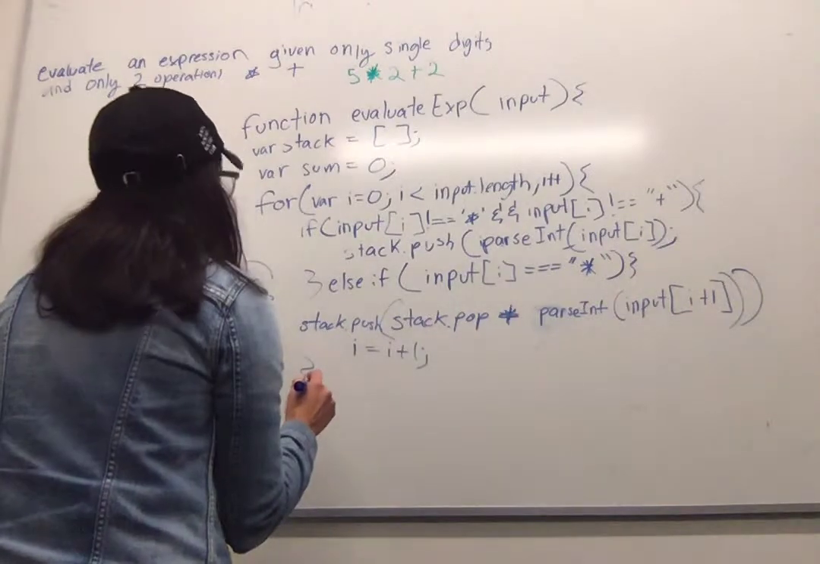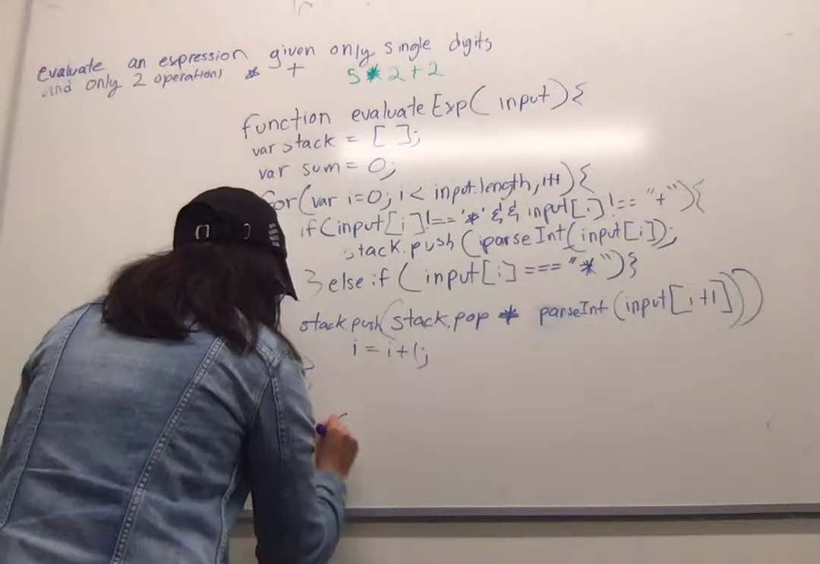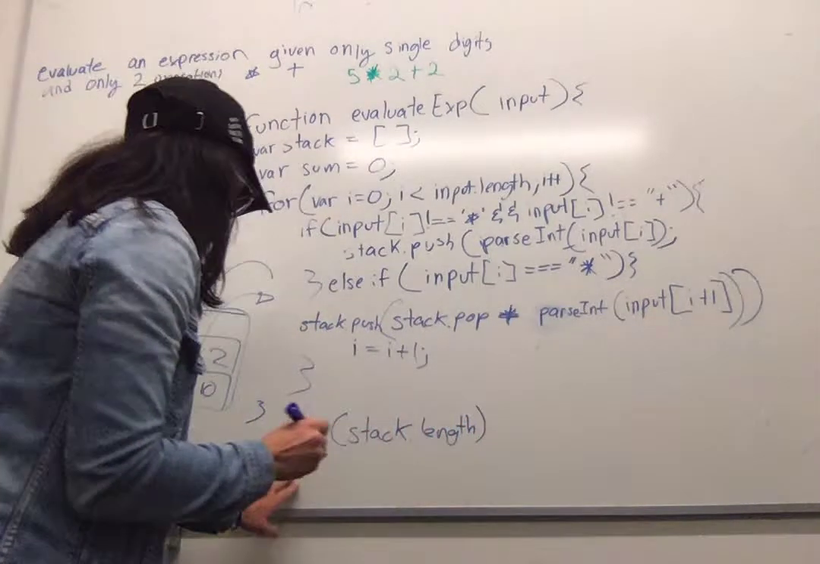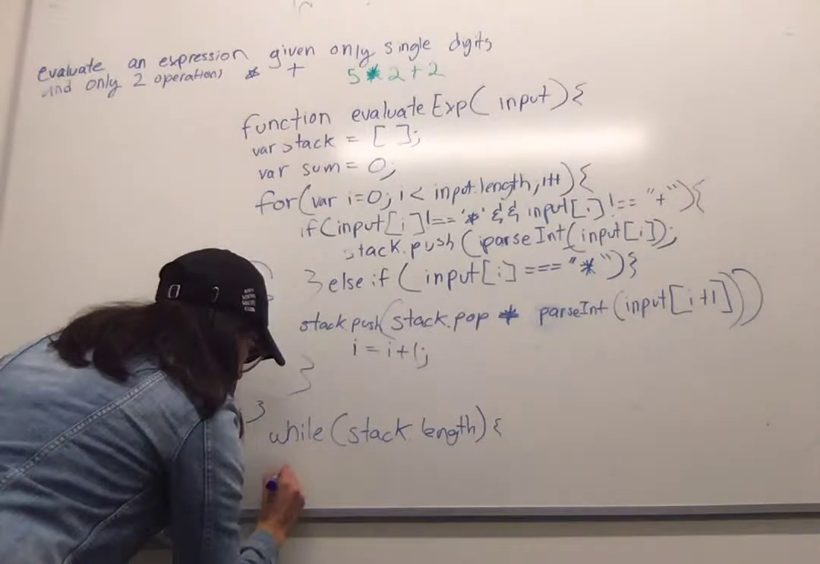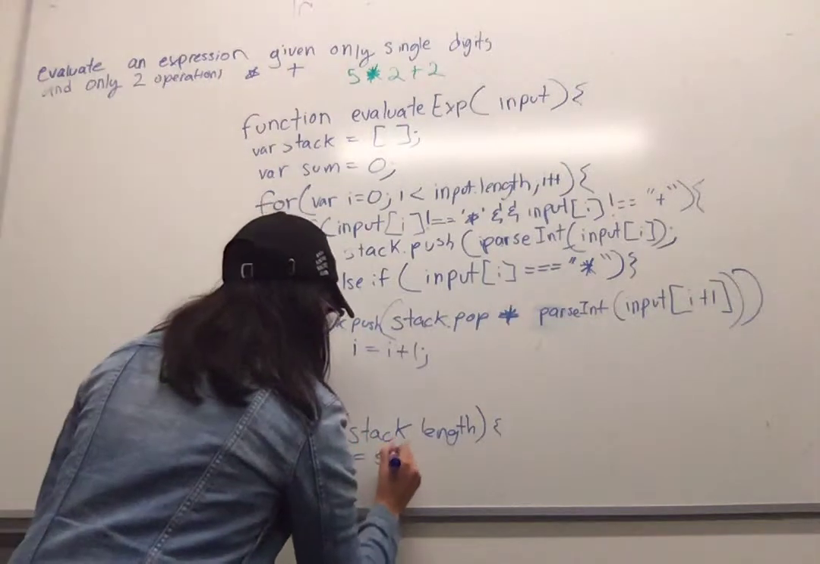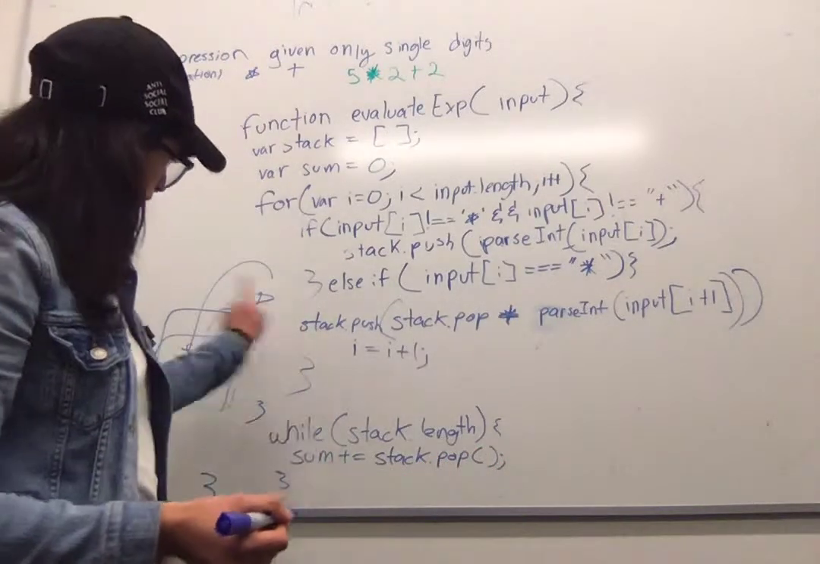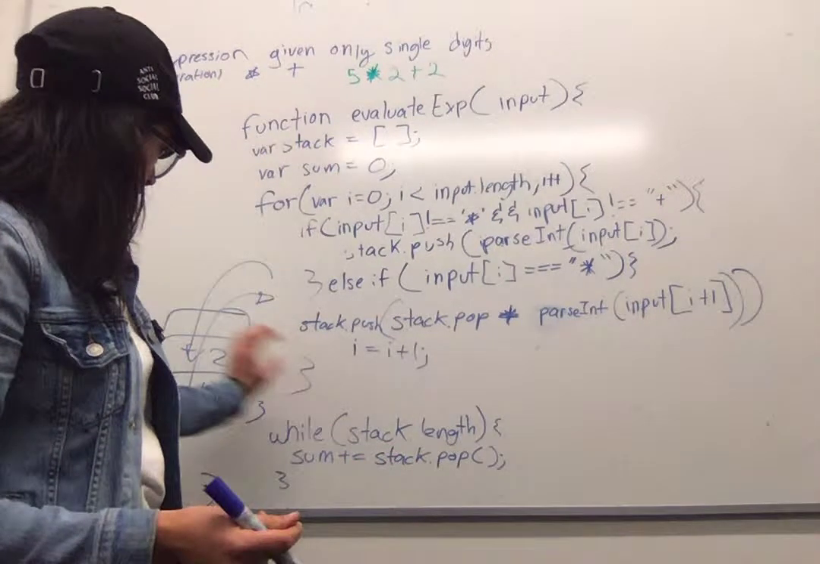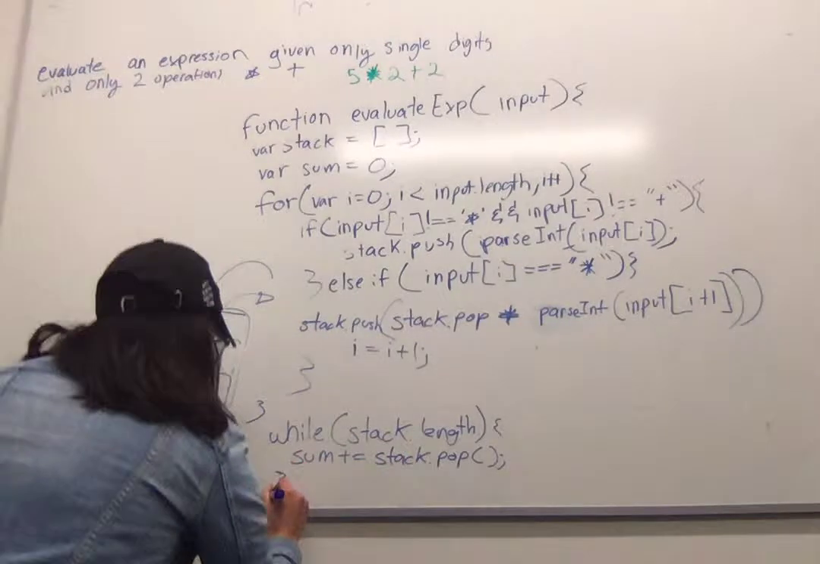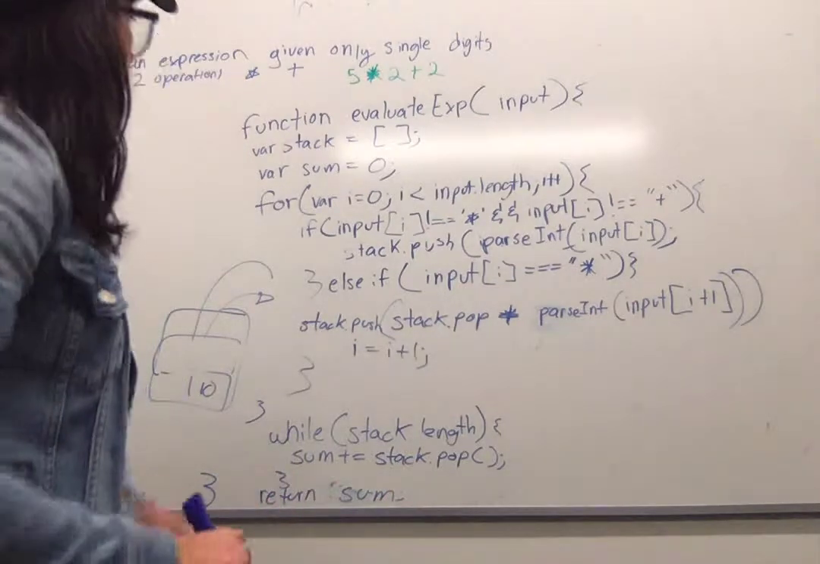Now we exit that for loop, and we're going to add the values in our stack. So as long as the stack has a length, then we add. While stack dot length, we are going to add to our sum. Our sum equals the stack pop. Great, so that will pop that one: 0 plus 2 is 2. Now we have one less, and now we have a 10. 2 plus 10 is 12, and so now we return the sum.